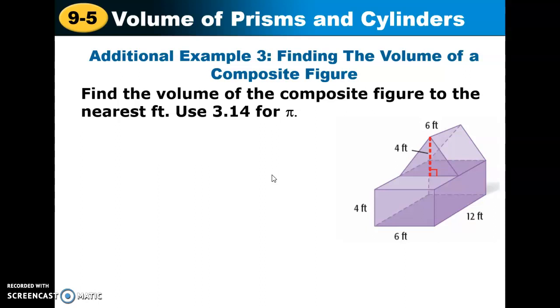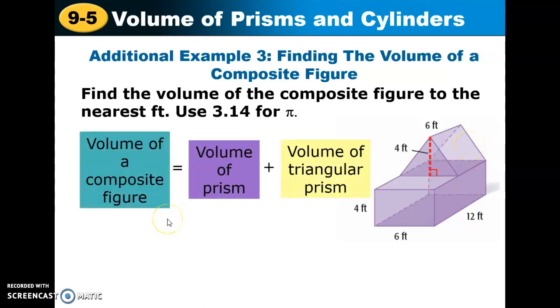Okay, now here comes the fun stuff. This is a composite figure. So if you go back to 9.3 when we talked about irregular and composite figures. Composite figures are just two shapes on top of each other, right? Before we were doing area, now we're doing volume. The process is the same. You find the volume of one shape, find the volume of the second shape, and you add them together. Okay, so if you look, we have a rectangular prism on the bottom, and we have a triangular prism on the top.